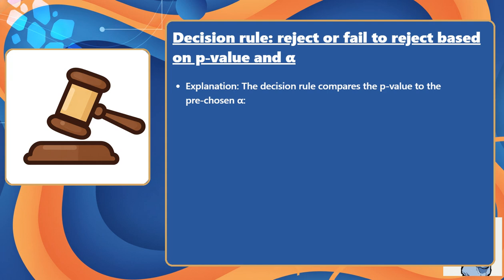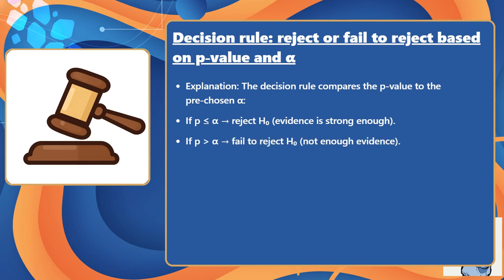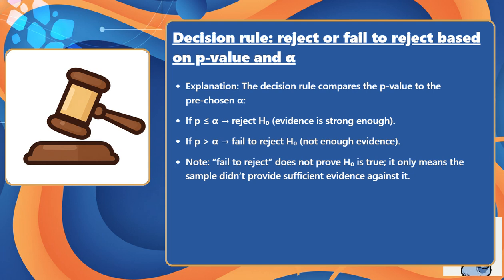Explanation: the decision rule compares the p-value to the prechosen alpha. If p is less than or equal to alpha, then reject H0; evidence is strong enough. If p is greater than alpha, then fail to reject H0; not enough evidence. Note: fail to reject does not prove H0 is true. It only means the sample did not provide sufficient evidence against it.